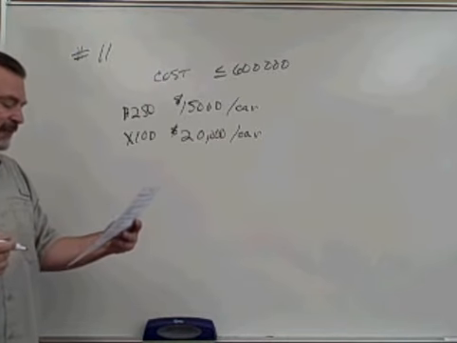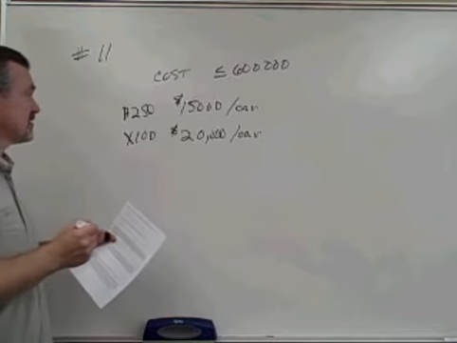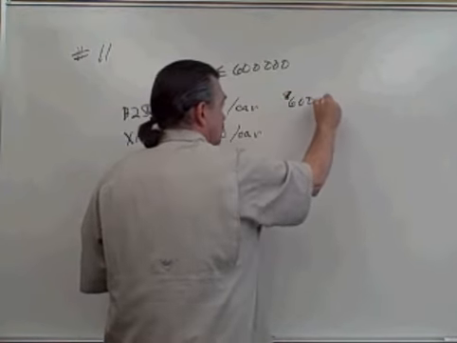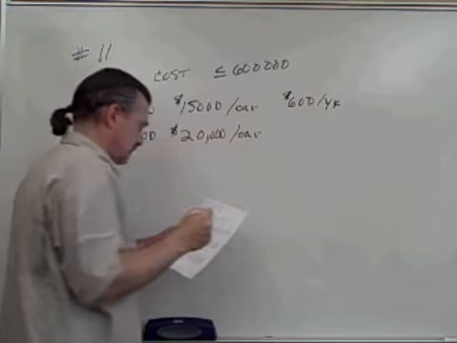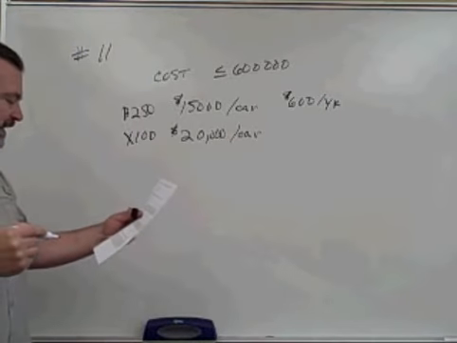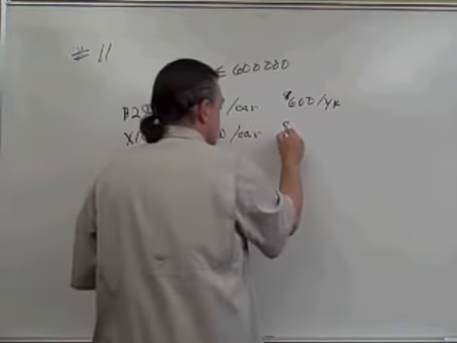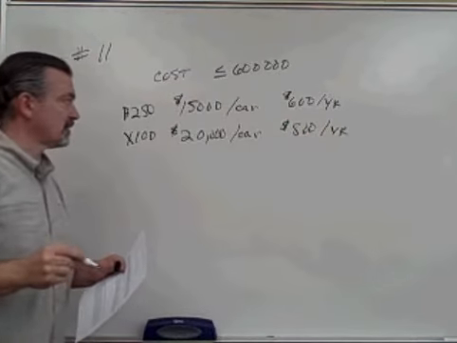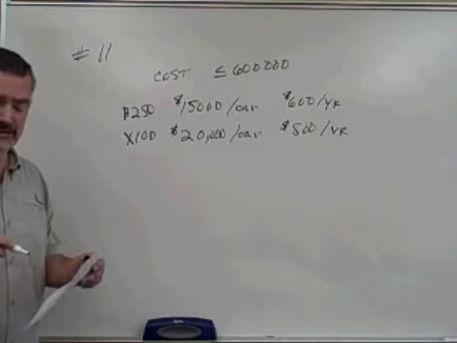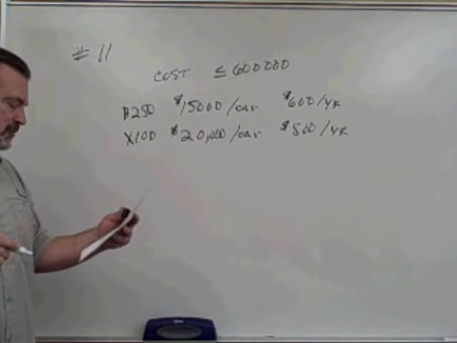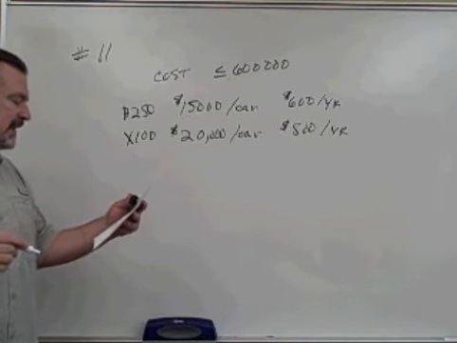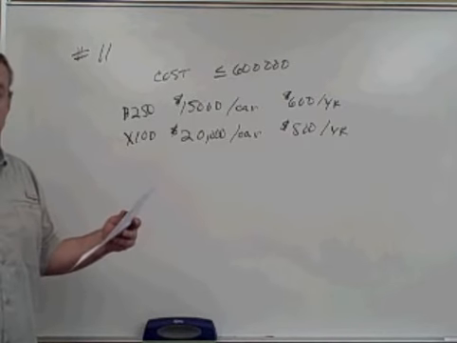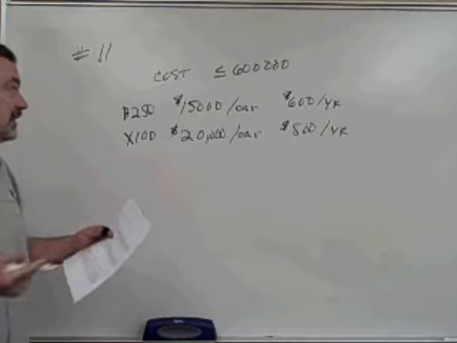The estimated annual maintenance on the B250 is $600. Okay? So $600 per year for maintenance. And on the X100, $800. So it costs $800 per year maintenance on those cars, the X100s. The city will allocate $40,000 for the total annual maintenance. Oh, that looks like another constraint.